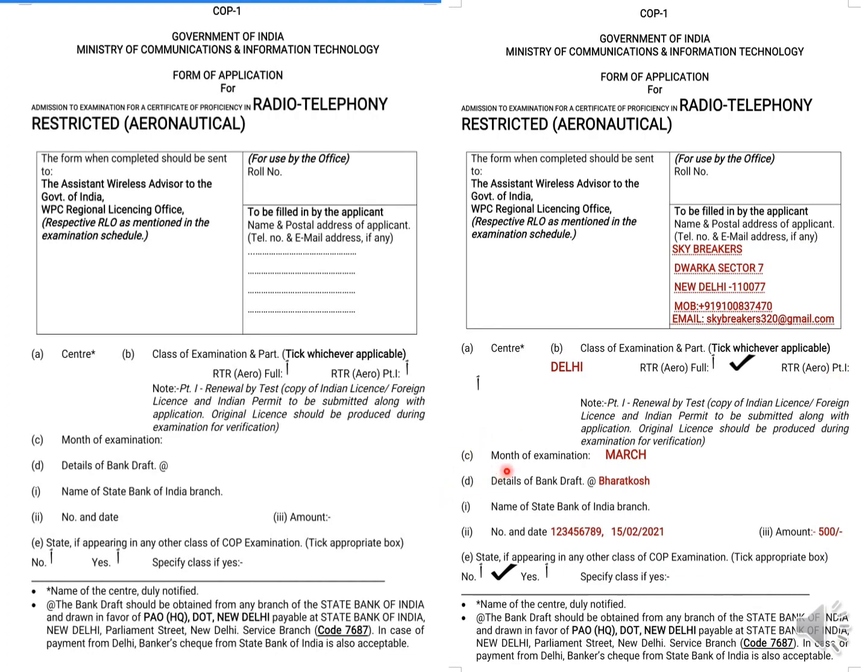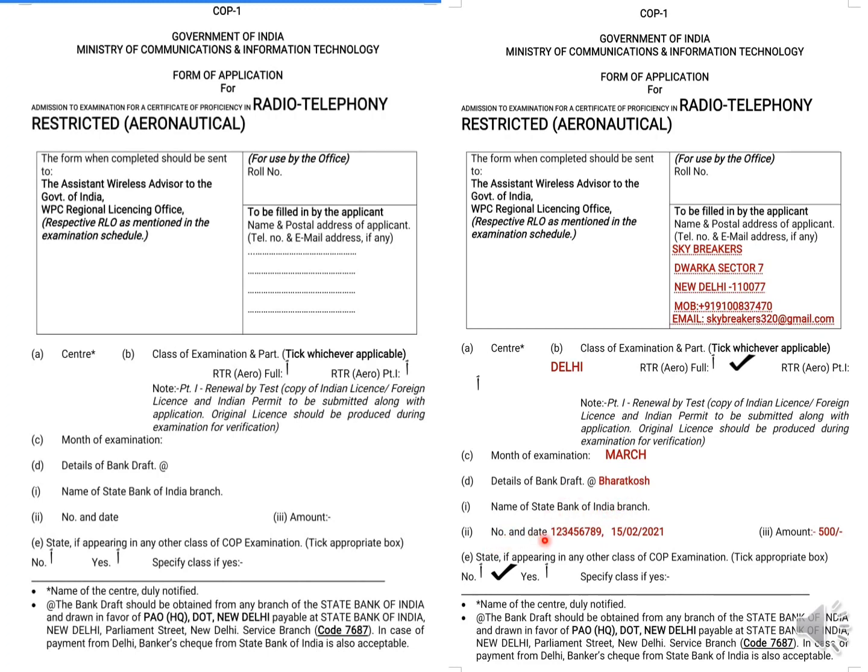Next one is month of examination. For the example, I have given the month of examination as March. The details of bank draft. Nowadays, we are not using the bank draft, so we are getting the receipt from Bharat Kosh, and you need to write Bharat Kosh. The name of the State Bank of India branch is also not required, as we are taking it from the online Bharat Kosh.